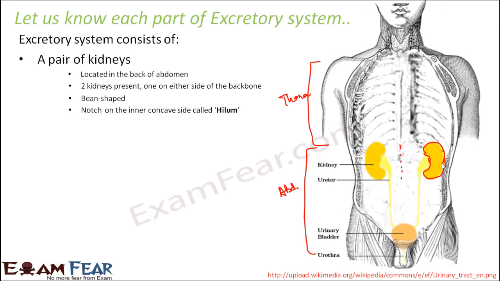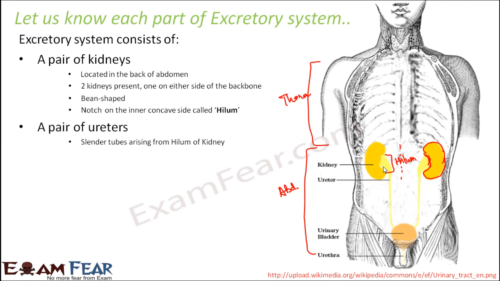The notch on the inner concave side is called the hilum. Here you can see there is a notch, a place where the ureters connect to the kidney. That area is known as the hilum. This portion is called the hilum, and it is present in both the kidneys towards the inner concave side. This is the inner concave side.